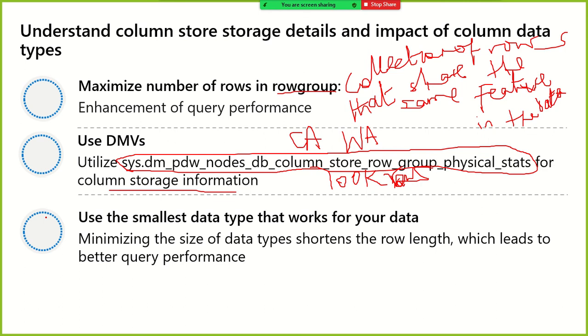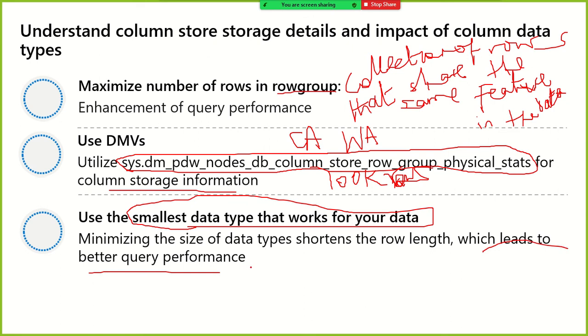Also, we can use the smallest data type that works for our data. This is a very good practice as a developer. When you are developing an application, ensure that for your database, you use the smallest data type that will work for the data. You must minimize the size of the data type to shorten the row length, which will lead to better performance. Because if you provide a data type that is more than what is required, let us look at this example now.